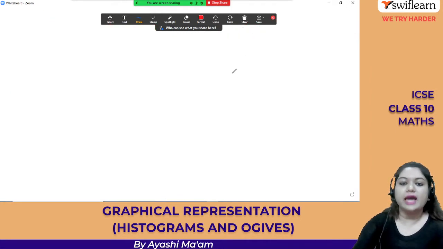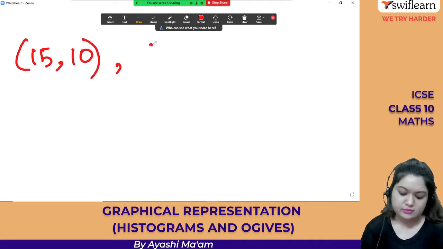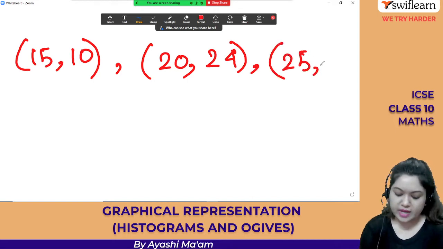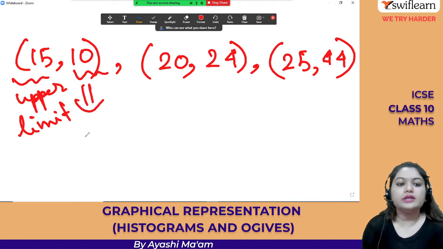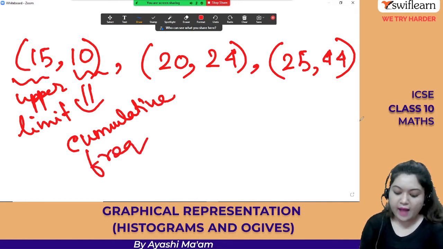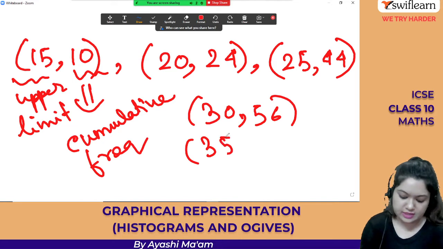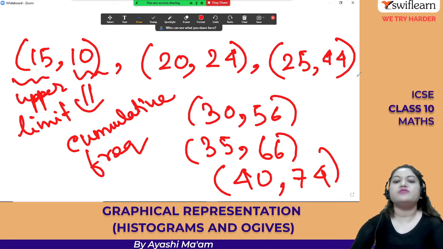Now, accordingly, we can write the points also. The points will be 15 and 10. Do it yourself as well. As I'm doing it, you also do it in your copy. 25 and 44. This one is your upper limit for the x coordinate. For the y coordinate, we are writing the cumulative frequency, right? So 25 and 44. Then the next points will be 30, 56; 35, 66; 40, 74. These will be your points.